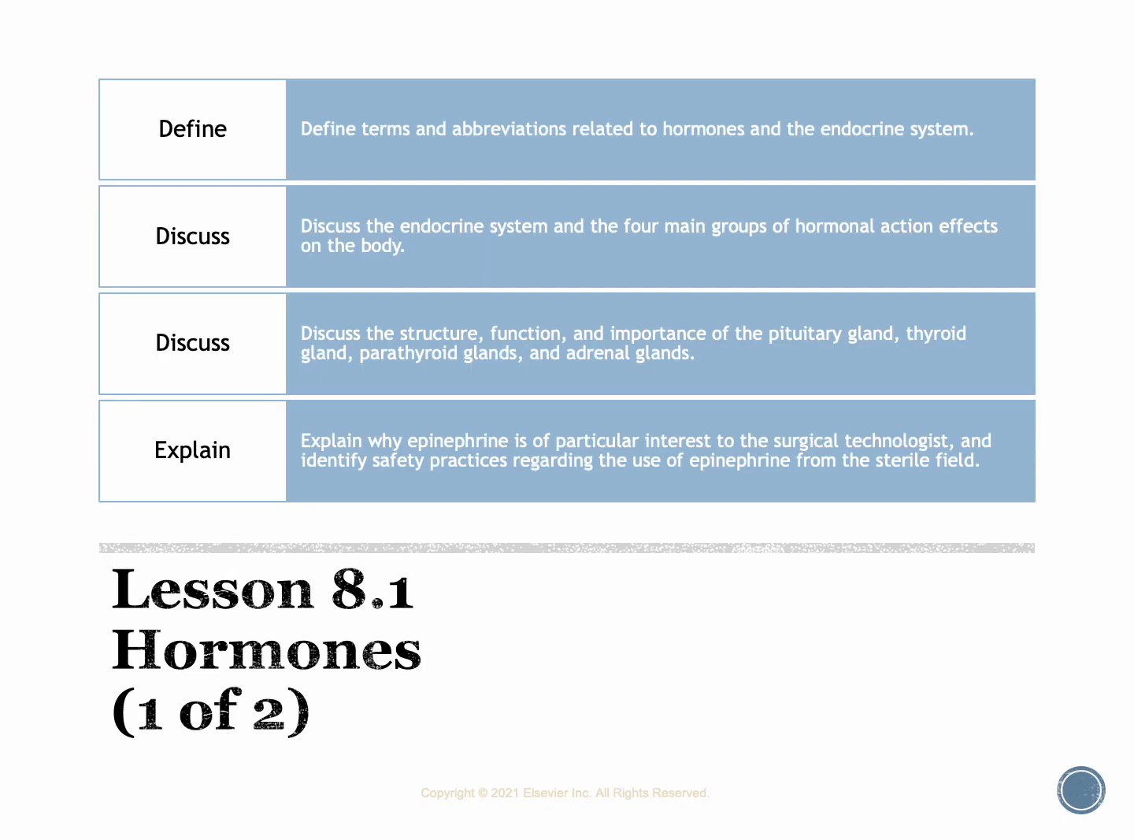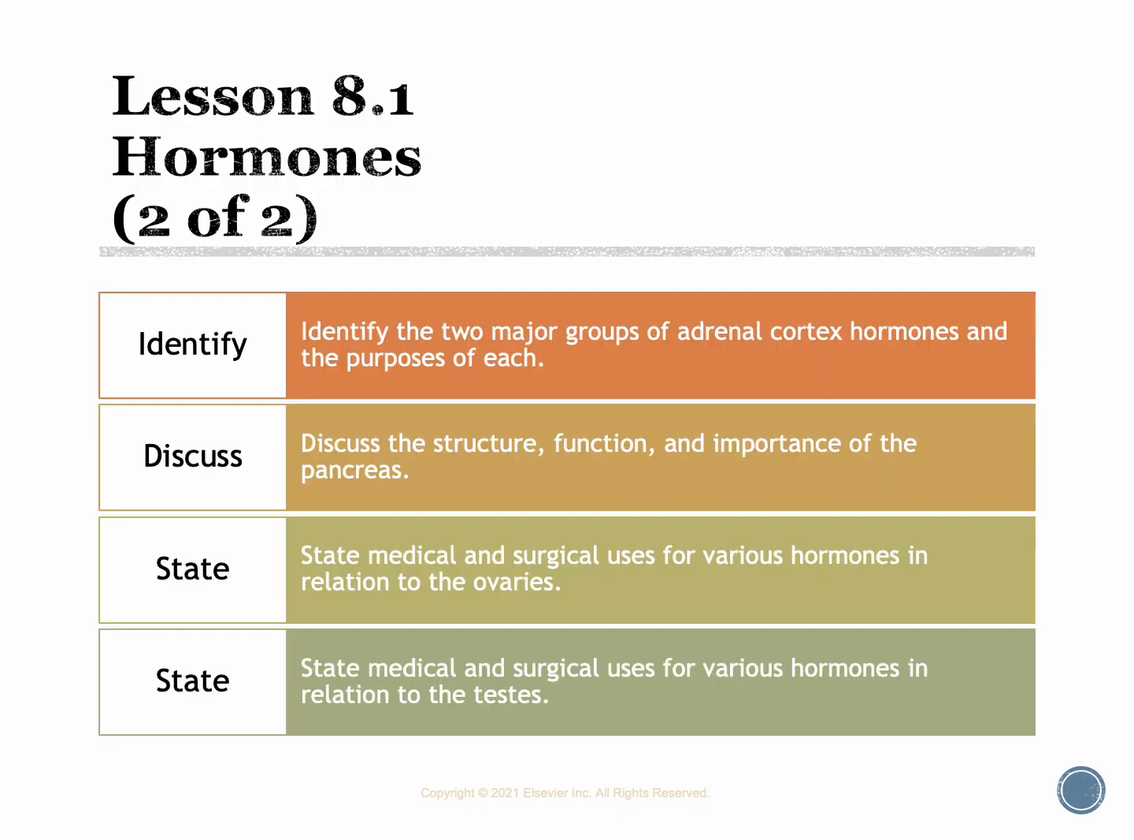In this lecture, there is a lot to learn. By the end, you should be able to define terms and abbreviations related to hormones in the endocrine system, as well as discuss the four main groups of hormonal action effects and the structure, function, and importance of various endocrine glands. You should also be able to explain the role of the surgical technologist regarding the handling of epinephrine.